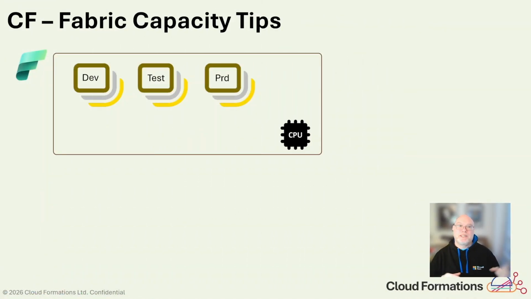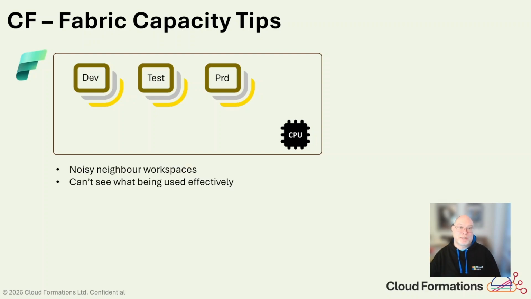So you've got your capacity and you've allocated your workspaces to it. In this example, I have dev, test, production. You could have operations, finance, sales, something else, workspaces specific to your organisational business units. Now, there is a temptation to have one big capacity and throw everything at it, but you could run into a couple of issues. The two main ones I tend to find are noisy workspaces.